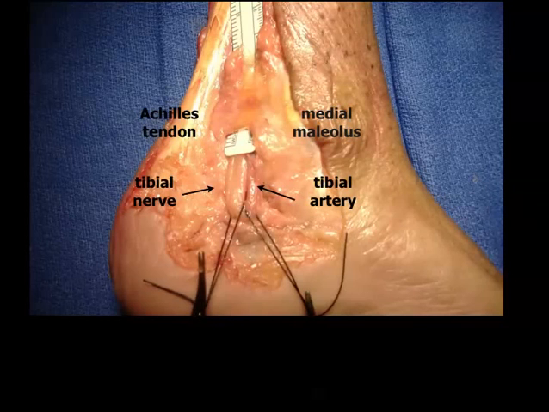Now the flexor retinaculum usually extends down and covers the tibial nerve and tibial artery, but in this case we have cut it away so you can see the relationship between the tibial nerve, which is posterior to the tibial artery.